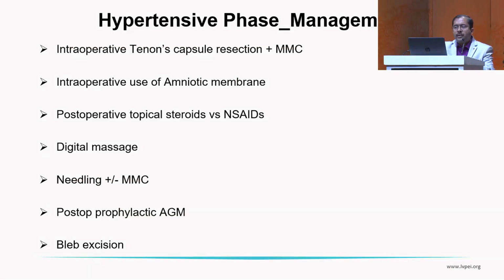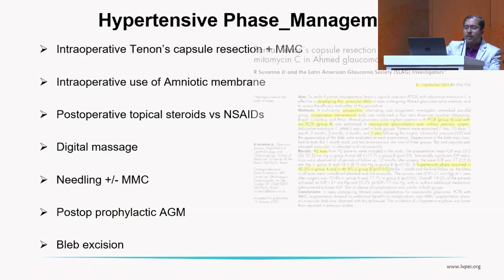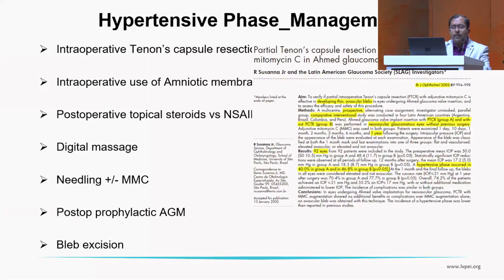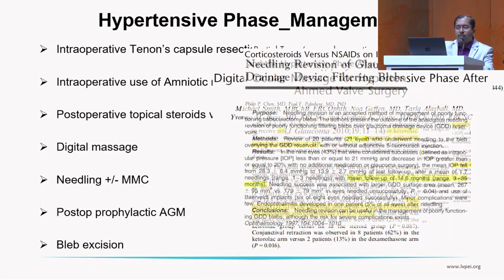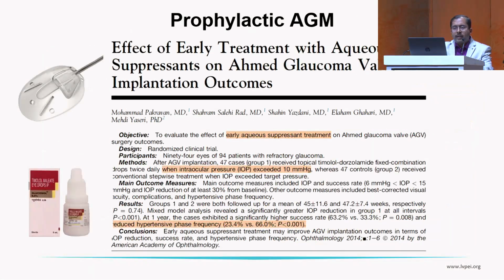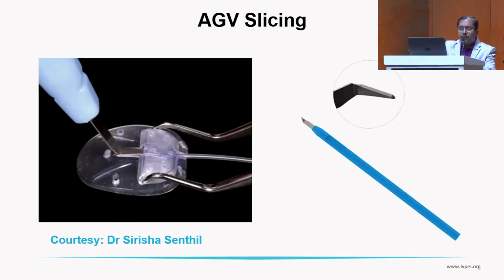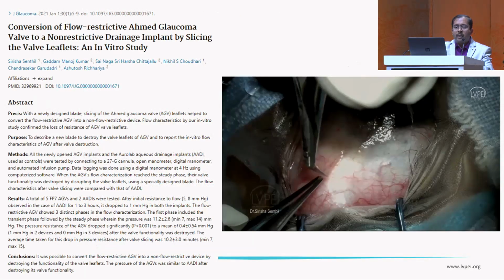The management of the hypertensive phase includes a lot of options, like intra-op Tenon's capsule resection, amniotic membrane, post-op steroids, and digital massage, but none has been proven conclusively except the post-op prophylactic medications. Post-op prophylactic AGMs act as a medical ligature to prevent the initial flow of inflammatory aqueous. It is proven to be useful in preventing the hypertensive phase as well as reducing its height. AGV slicing is also a good intervention to cut the valve into a non-valve implant; in vitro studies are there, but in vivo studies have not yet been done.